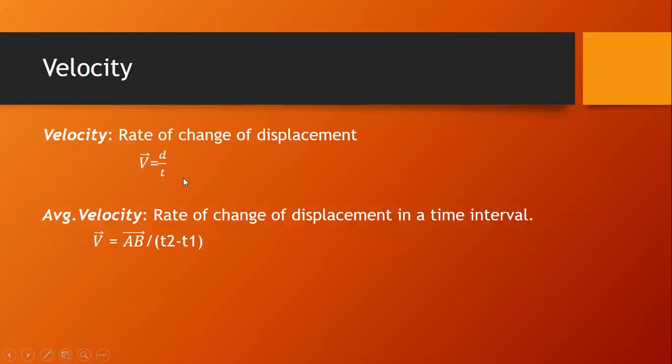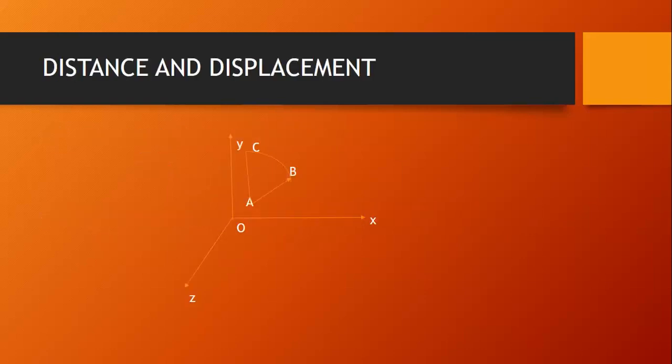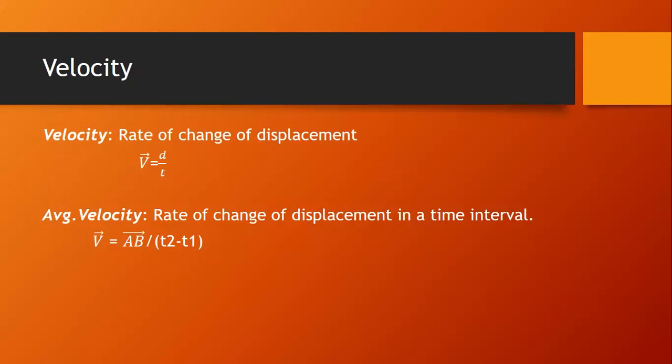Let us see how to calculate the average velocity. Average velocity is nothing but the rate of change of displacement in a particular time interval. As per this figure, if we consider AB bar as the displacement covered by the particle, I can write the average velocity as AB bar divided by the time interval, that is t2 minus t1.